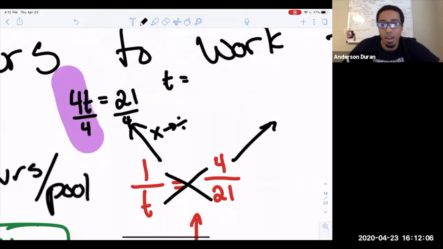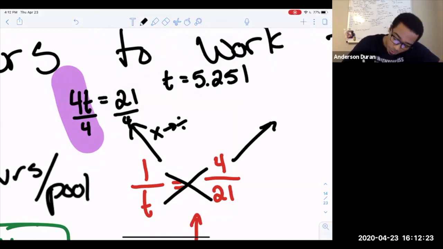equals what, everybody? Right, 5.25. 5.25 what again? Because t was measured in hours. So it would take 5.25 hours for that other pump to get it by itself.